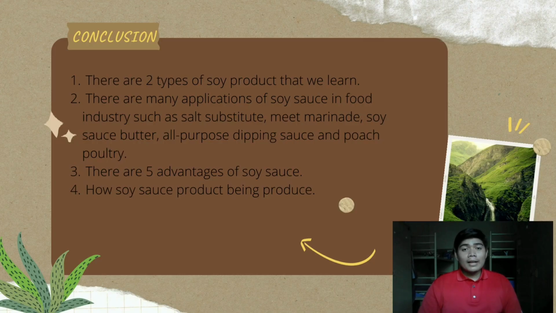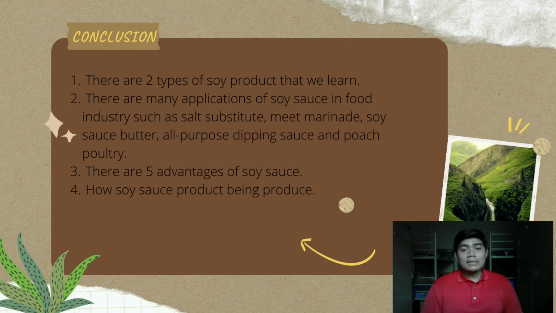As a conclusion, what we can learn from our lesson today is that there are two types of soy product, which are fermented food and unfermented food. Next, we also learned about the application of soy sauce in the food industry, such as salt substitute, meat marinade, soy sauce butter, all-purpose dipping sauce, and poached poultry.